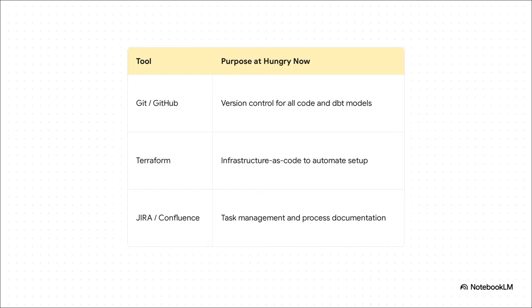And of course, this whole system is built by a team of actual humans, so they need great tools to work together. They use Git to keep a complete history of every single change to their code. It's like a time machine. They use Terraform to define all of their cloud servers and databases as code, which means they can rebuild their entire system automatically, which is amazing. And then they use tools like Jira and Confluence to manage their projects and write everything down so the whole team stays on the same page.